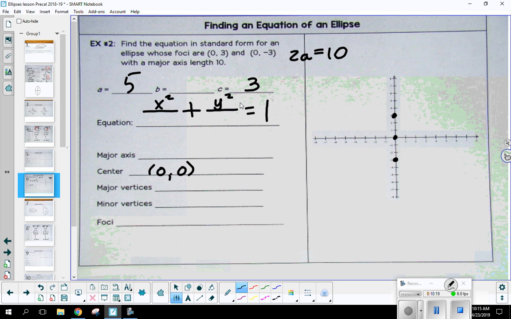How are my focal points related to each other? Are they on the same horizontal or vertical line? They're on the same vertical line. Remember, the focal points are always on the major axis. Well, the distance A is always going to be found on the major axis. So from the center this time, I'm going to want to go up and down 5 units. So I have that 2A, 10 units.